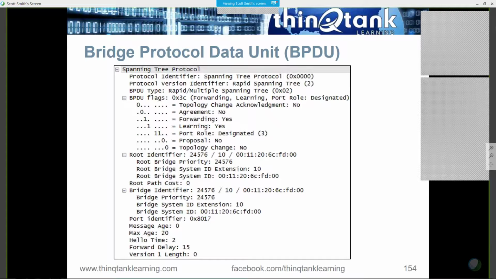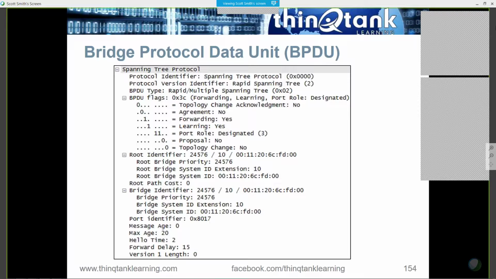Let's break down some of these numbers. The root, we don't quite know what that is yet. We're doing that next. The root is the anchor point in the spanning tree topology from which all other spanning tree elections are made. Now we know what the 24576 is. 24576 is the priority. What is 10? Remember, that's an extended system ID. What is 10? The VLAN. And then we have the MAC address.